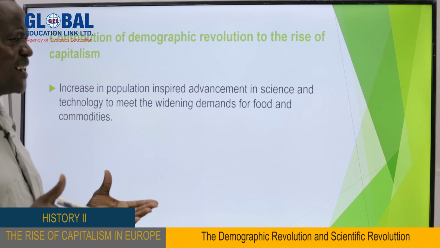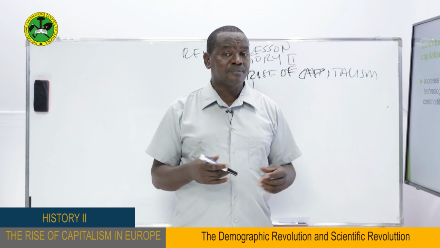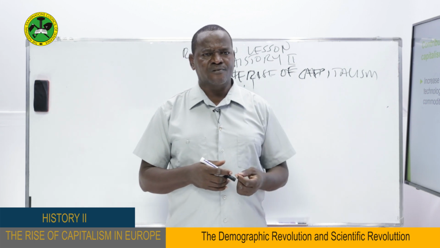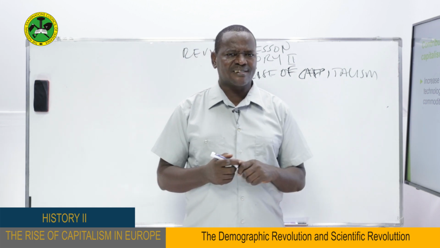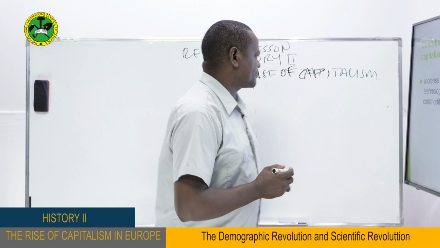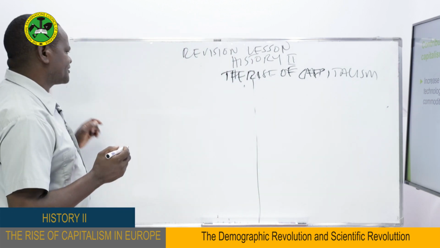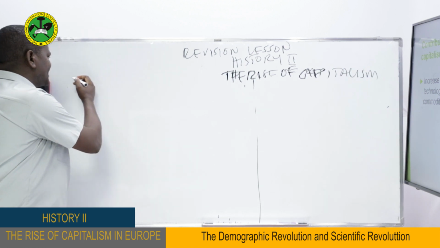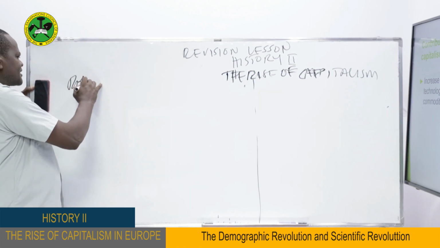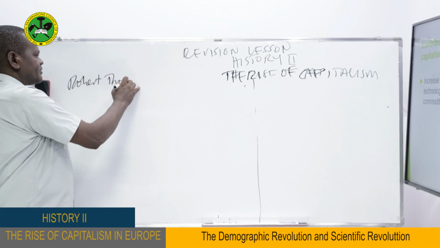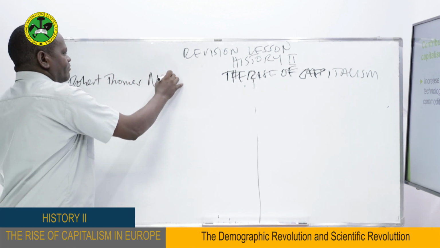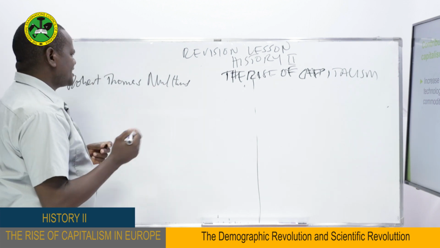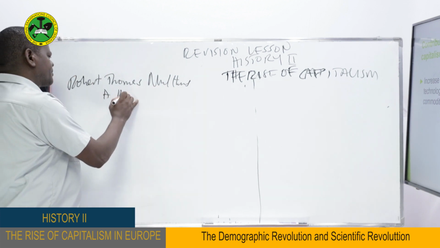commodities. If, for instance, we have said that the increasing population has contributed a lot to the increase of production of food. How? Because it inspired the Agrarian Revolution. My dear students, again, we can borrow some ideas from the economists, and we can go back and look at what was said earlier by people like Robert Thomas Malthus. Robert Thomas Malthus wrote his book which was called A Theory of Population.